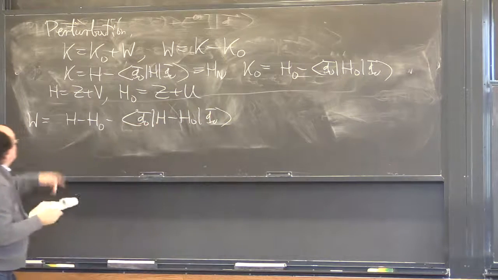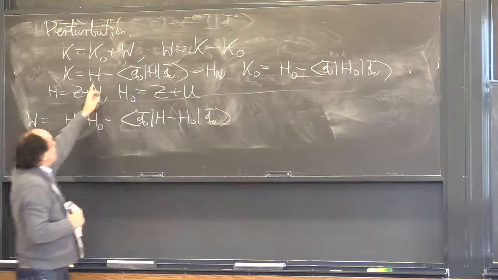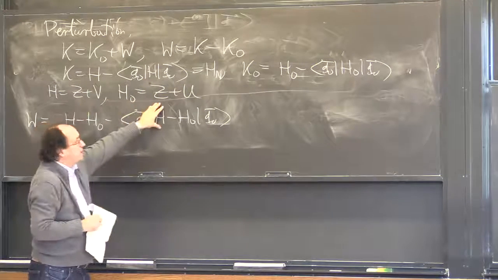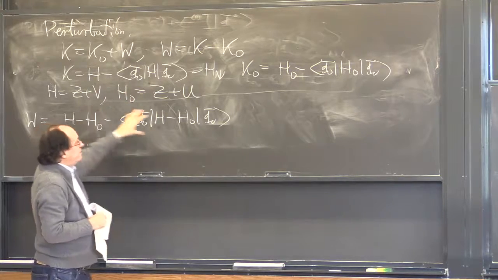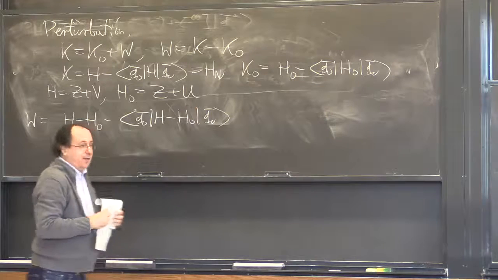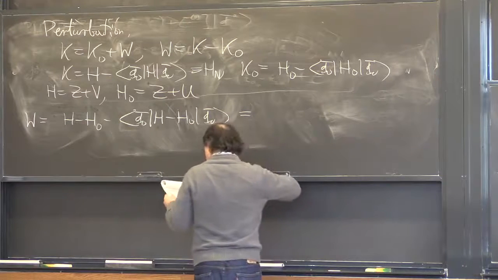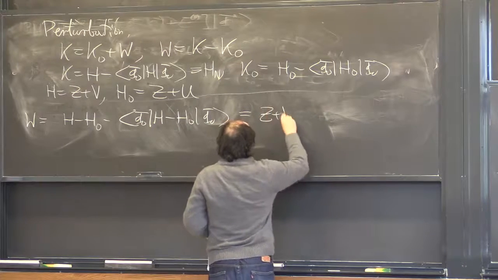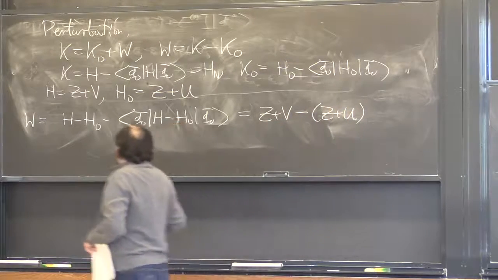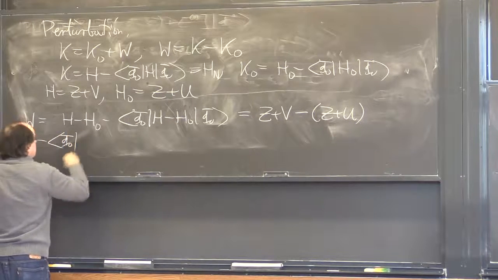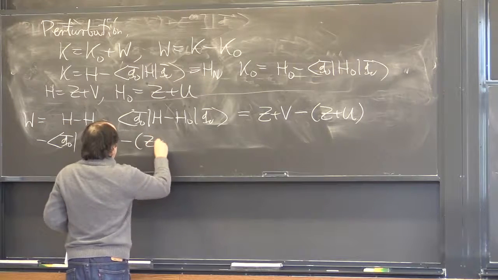You can see that W is K minus K0. So I'm writing K, which is H minus expectation value of it, that's this part and this part, and then we have to subtract K0, which is H0 minus expectation value of it. Now we have to substitute for H and H0. For H, we write Z plus V. For H0, we'll write Z plus U. And then I do the same in the expectation value expression. So we have H minus H0, which is Z plus V minus Z plus U.